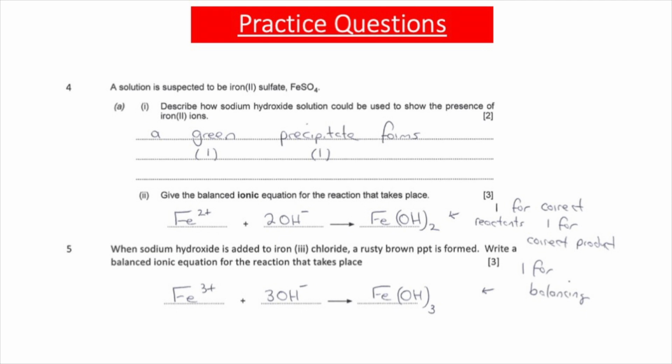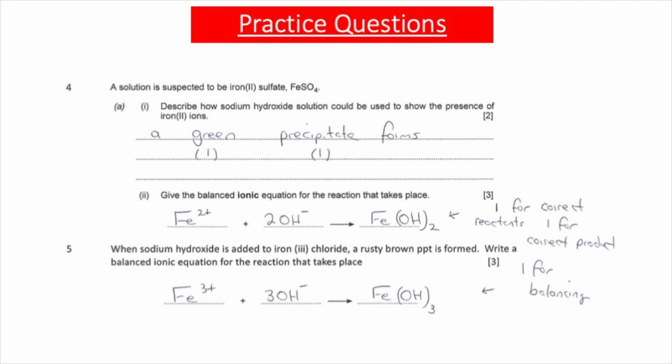So in question 4, a solution is suspected to be iron 2 sulfate, FeSO4, and you're asked to describe how sodium hydroxide solution could be used to show the presence of the iron 2 ions. Well, if you add sodium hydroxide to iron 2 sulfate, you will get a green precipitate because this is the test for Fe2+ ions. So if you said you get a precipitate, you get 1 mark, and if you correctly identified that it would be green, you get the 2nd mark. So there's 2 marks for that.